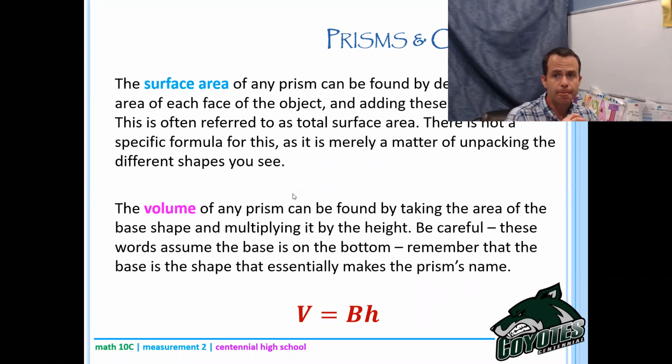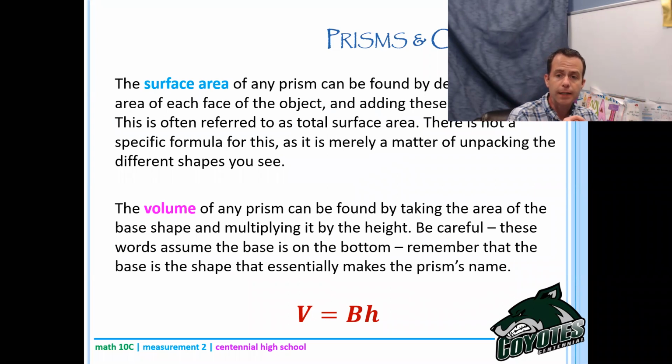All right, so the surface area of any prism can be found by determining the area of each face and adding all the areas together, okay? This is often referred to as the total surface area. There's not a specific formula for this. It's merely just unpacking all the different shapes that you see, okay? The volume, there is kind of a general formula for volume. It's this big B times H that you see below.